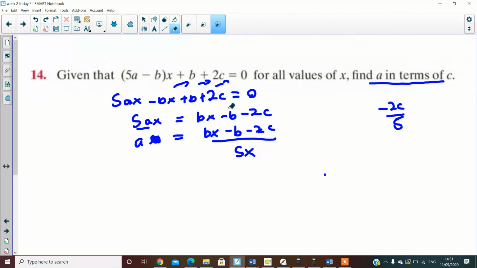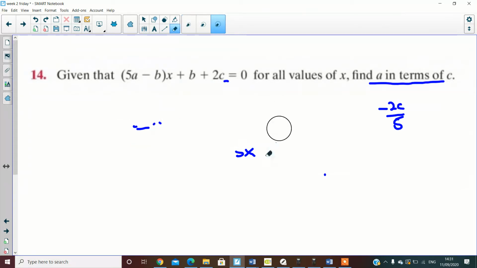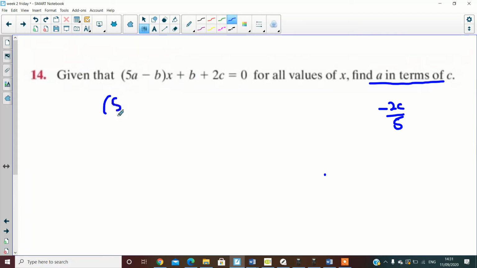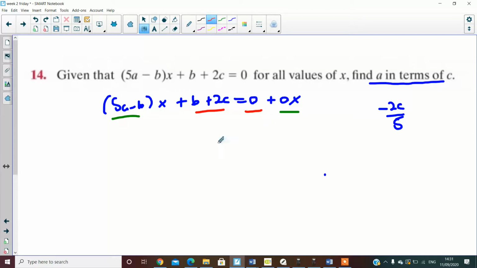Reboot, so I actually know where I am and what I'm doing. All right, this is an identity question. So essentially, 5a minus b times x plus b plus 2c equals 0 plus 0x. Green equals green, red equals red. So 5a minus b equals 0, and then b plus 2c equals 0.